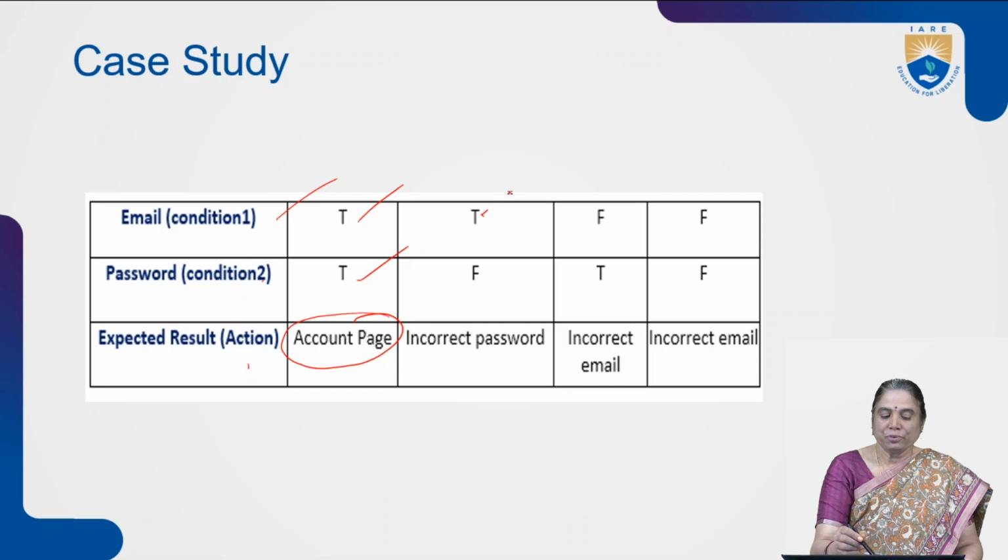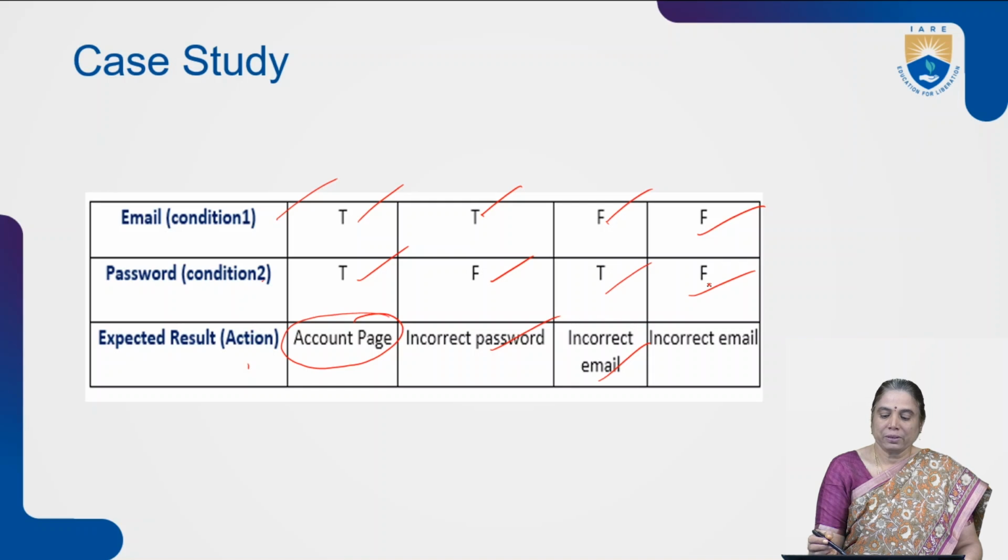If email is true and password is false, then an incorrect password error message must be displayed. In the next test case, if email is false and password is true, an incorrect email error message is displayed. And the last test case design considers the combination of email false as well as password also false.